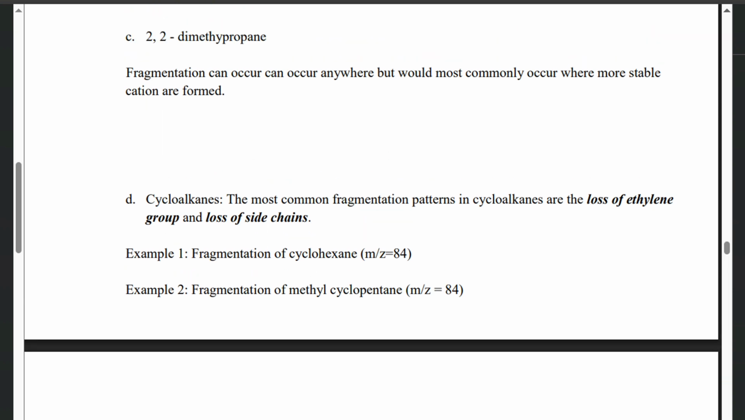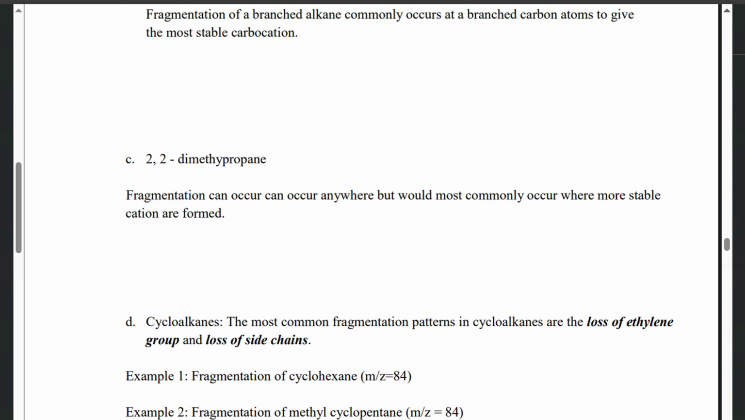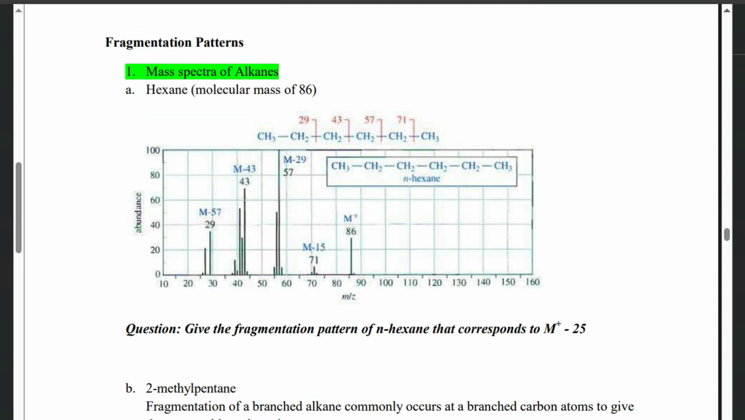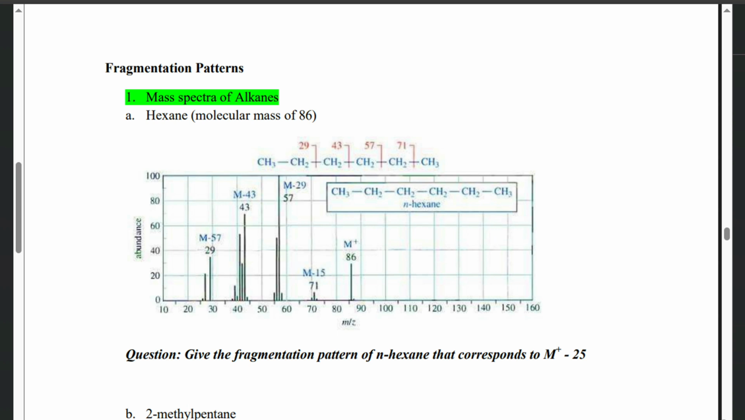So in the next video we'll be talking about fragmentation patterns, right? So this is the content of the next video.